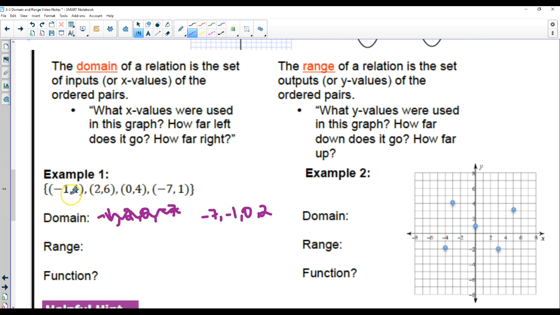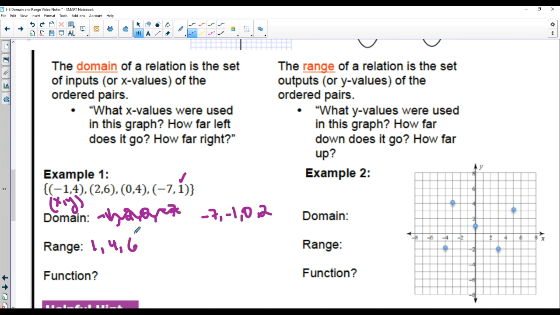Same thing with your range. Your range is all your possible Y values. So remember, in an ordered pair, you have X and then Y. So I'm going to pull 4, 6, 4, and 1. If I put those in order, I've got 1. I have a 4. I've got 2 4s. Don't list that twice.